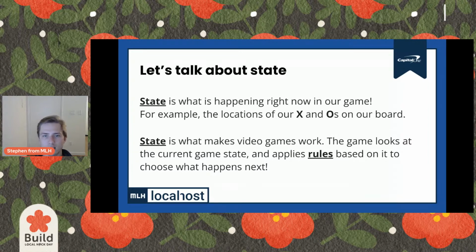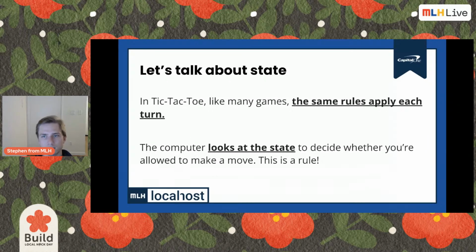And state is actually what makes these video games work, because the game needs to look at a current game state and apply rules based on it to choose what happens next. In tic-tac-toe, the same rules apply each turn, although that's not necessarily true for every game. It's true for many games, especially simple ones. And the computer is going to look at the state to decide whether you're allowed to make a move. And that's considered a rule.